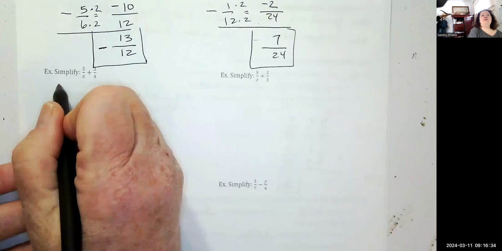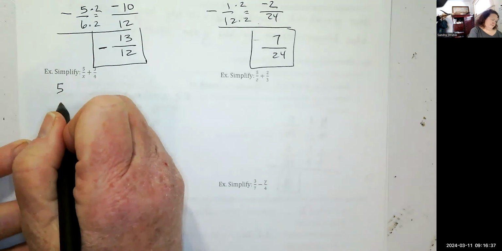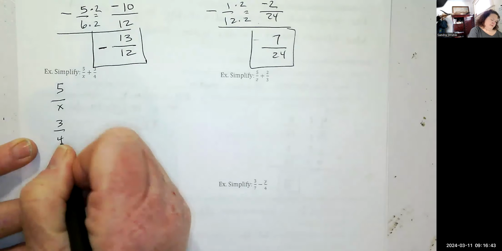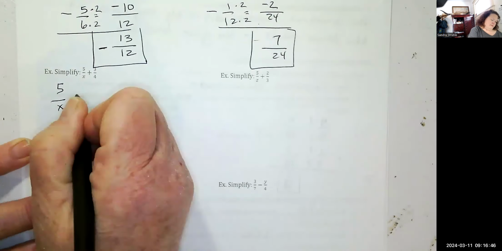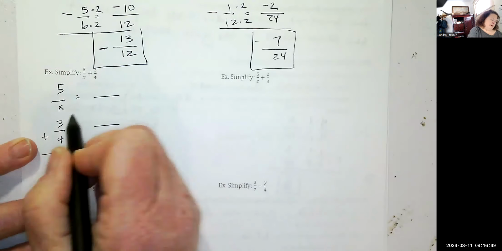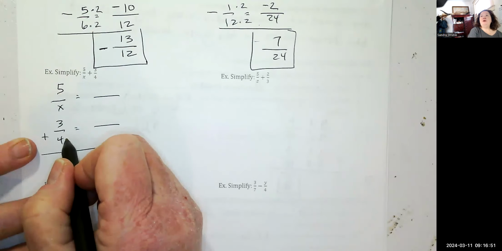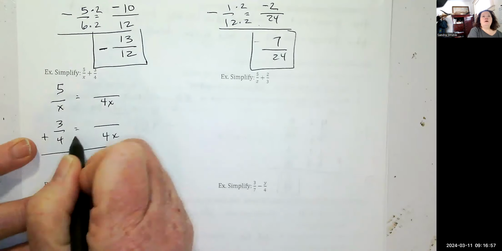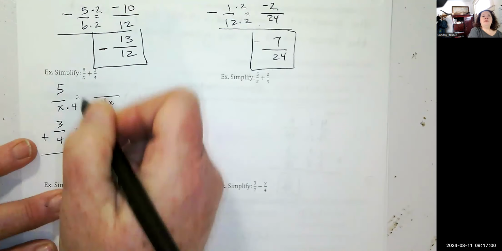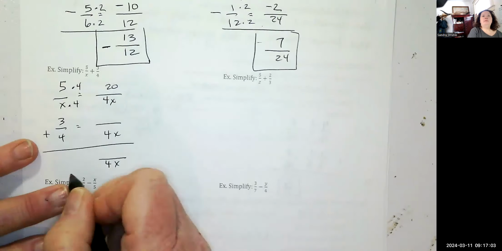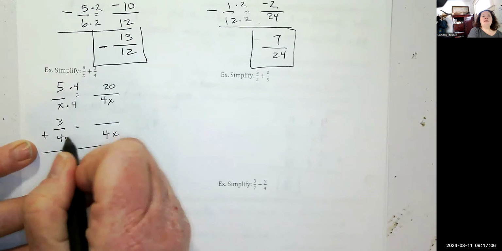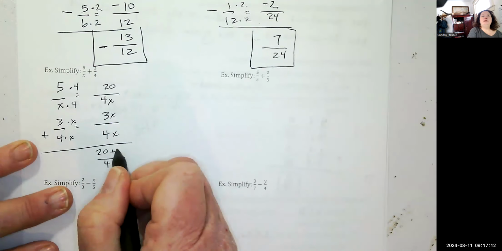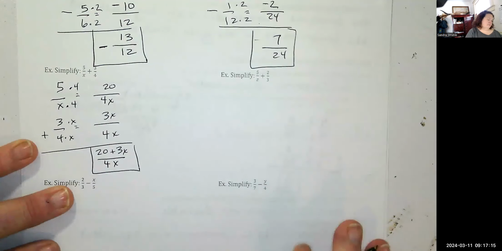All right, 5 over x and 3/4. Setting them all the same way. We've got x and 4, so the lowest common denominator has to be 4x. Can't be anything else. They have nothing in common. X times what is 4x? X times 4. So 5 times 4 is 20. 4 times what is 4x? 4 times x. So 3 times x is 3x. So this is 20 plus 3x over 4x.